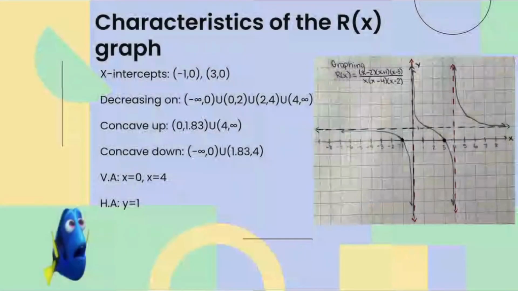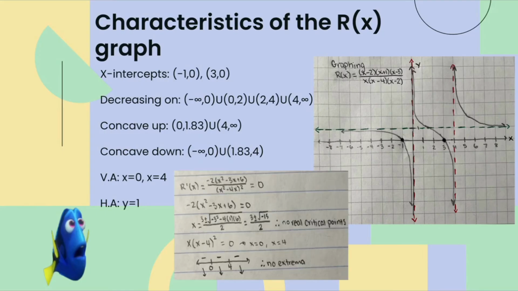On the graph of r of x, we see its many characteristics. We see the x-intercepts at (negative 1, 0) and (3, 0), and though I can see where the function is increasing and decreasing on the graph, I can justify it using the first derivative. I set it equal to 0, and the numerator came up with zeros that weren't real, therefore there are no real critical points. However, also setting the denominator equal to 0, I found the x values 0 and 4, and putting them on a sign chart, it was negative all around, meaning the function is always decreasing, and because of that, there is no extrema.